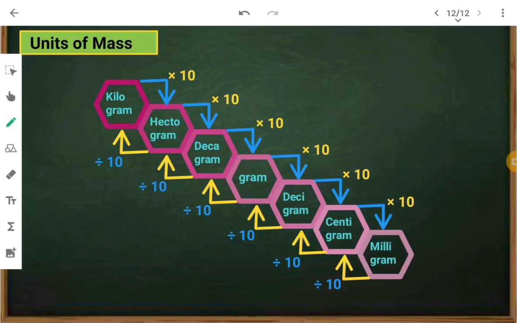A small recap of units of mass. While you are moving from a larger unit to a smaller unit, you have to multiply by 10 at each step. And while moving from a smaller unit to a larger unit, we have to divide by 10 at each step. Don't forget this. I hope you have understood the concept.